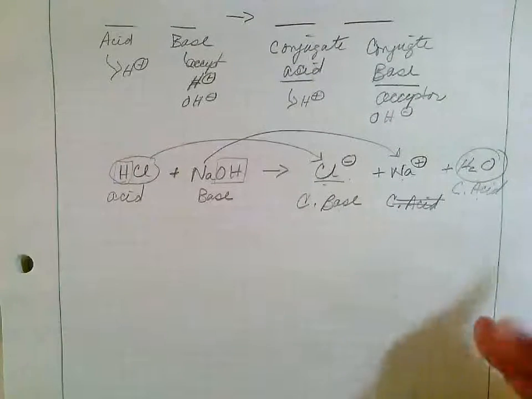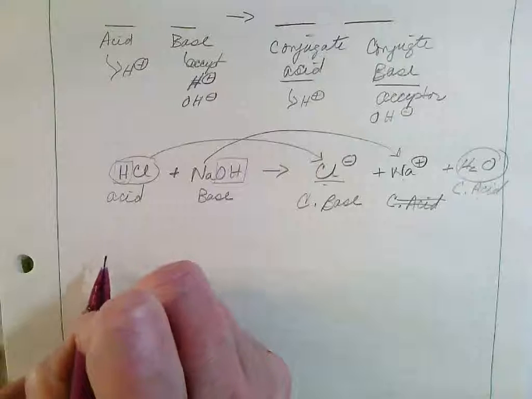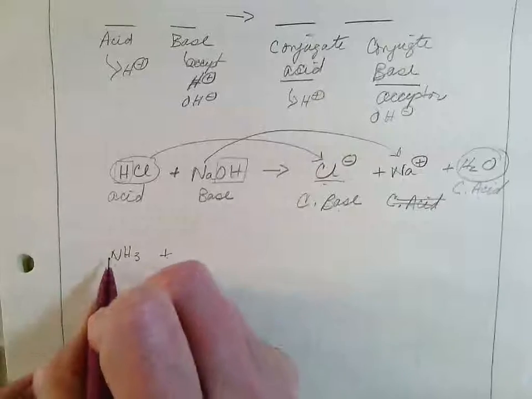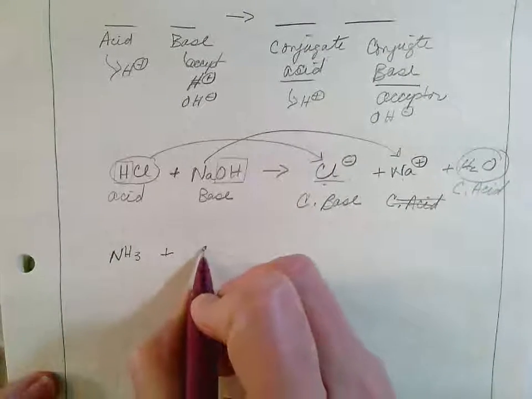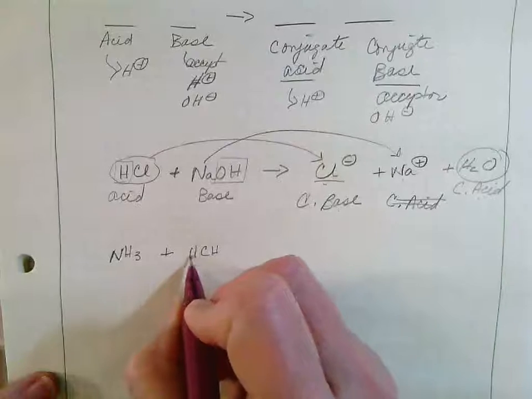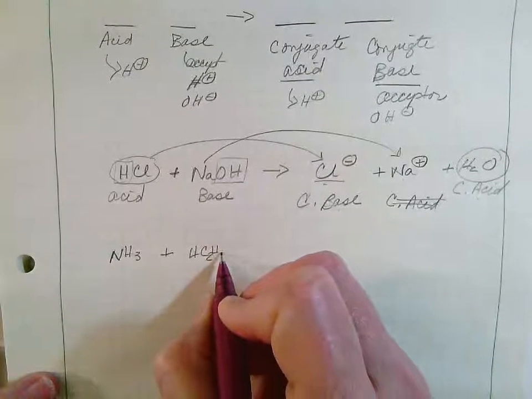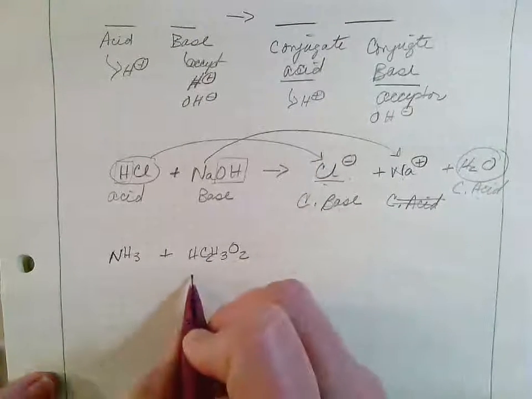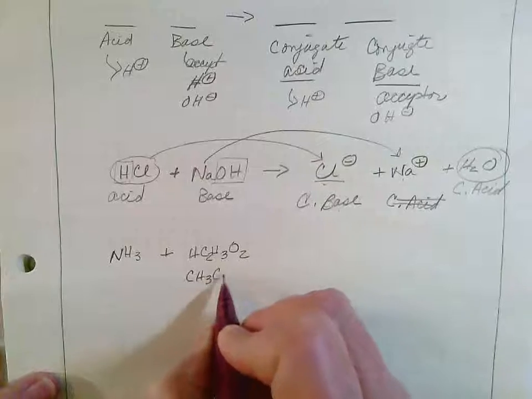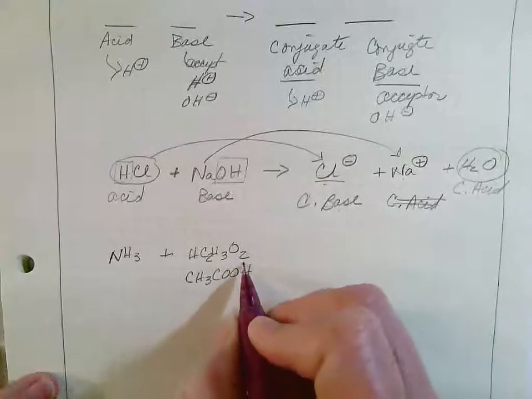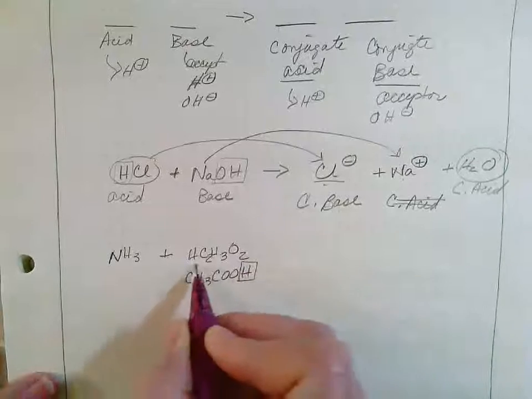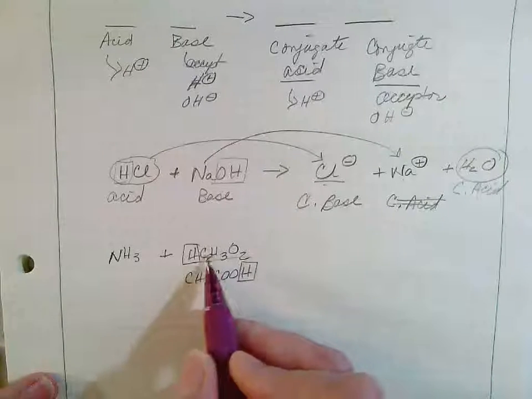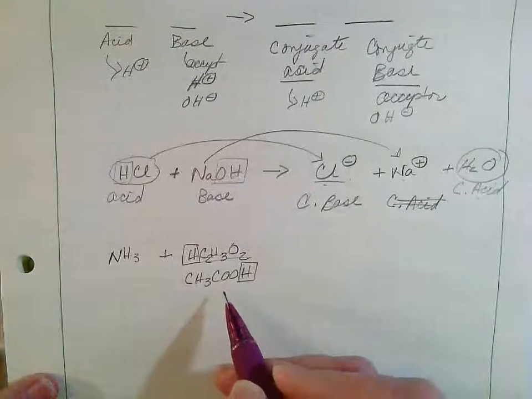So let's look at another pair. Let's do something not quite as simple. Let's use ammonia, NH3, is reacting with, let's use acetic acid. And you may see it written like this, or you may see it as CH3COOH. This is the ionizable hydrogen on acetic acid, which is the same as this one here. These are covalently bonded to the carbon.